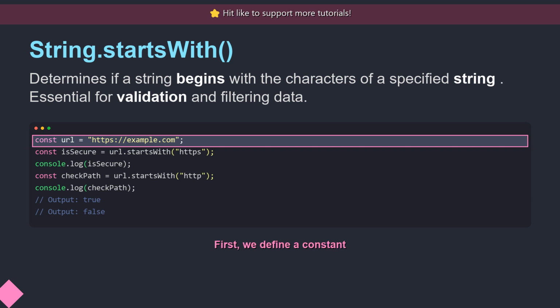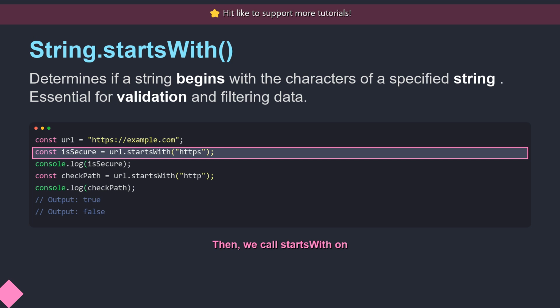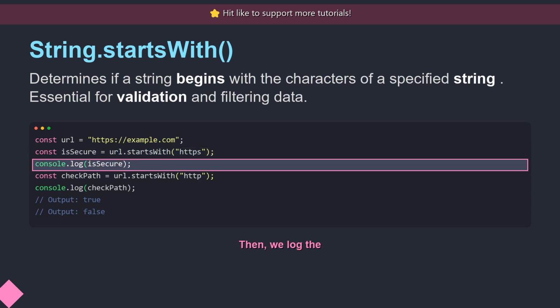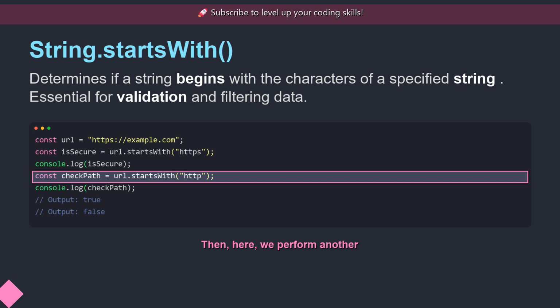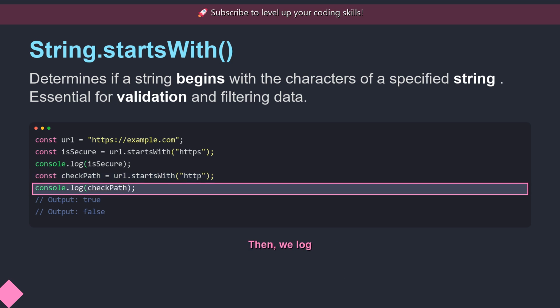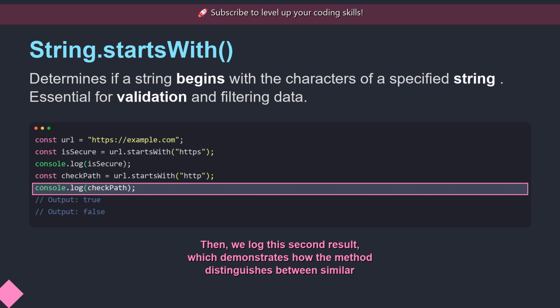First, we define a constant variable named url and assign it a string value representing a standard web address. Then, we call startsWith on our URL string, passing HTTPS as the argument to check if the protocol is secure. Then, we log the Boolean result of the check to the console, which helps us verify the condition during development. Here, we perform another check, this time looking for the substring HTTP at the very beginning of our URL string. Then, we log this second result, which demonstrates how the method distinguishes between similar prefixes.